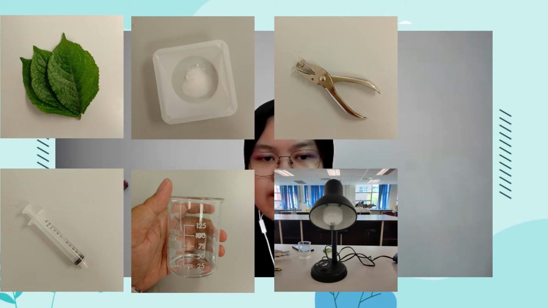The materials that will be used in this video are your chosen type of plant or leaf, which I use hydrangea leaf, a syringe, sodium bicarbonate, distilled water, beaker, hole punch, torchlight, ruler, and timer.